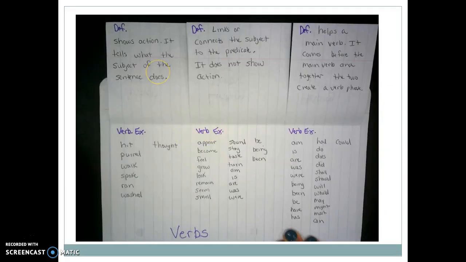This is what your foldable should look like now that you're done with it. You can see that there are definitions across the top, and there are examples on the bottom half of the flap. Please make sure, you might not have as many examples as me. I am an overachiever, but please make sure that you have a good amount.